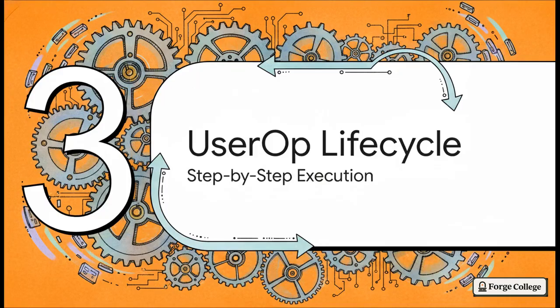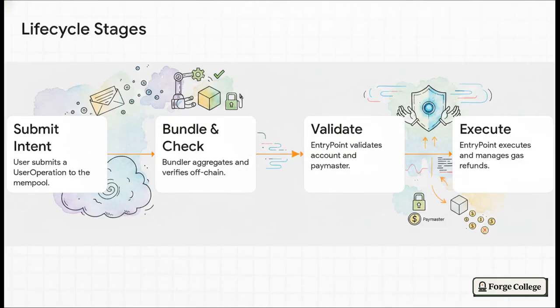All right, let's jump into Section 3, the user operation lifecycle, where we look at the step-by-step execution. So here is how the atomic lifecycle actually plays out. Step 1, a user submits their intent to the mempool. Step 2, the bundler runs its off-chain checks, verifying signatures and gas availability, and aggregates the valid operations.